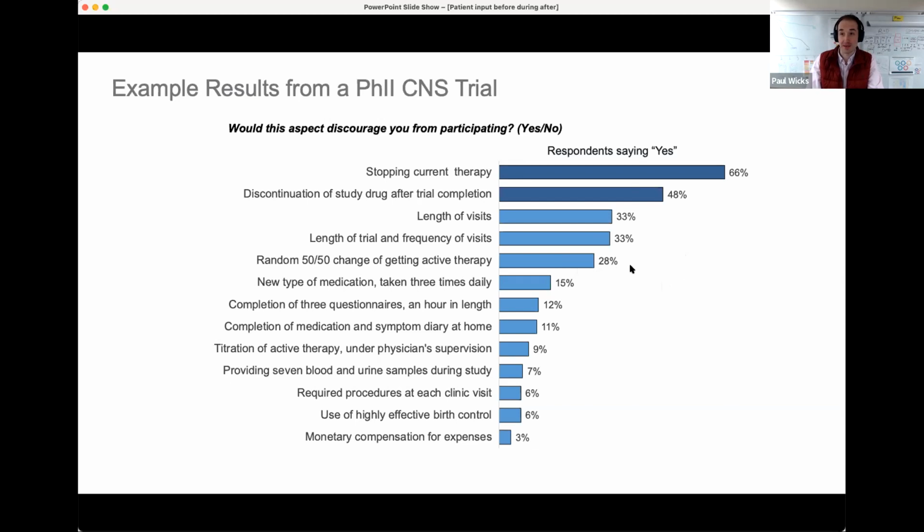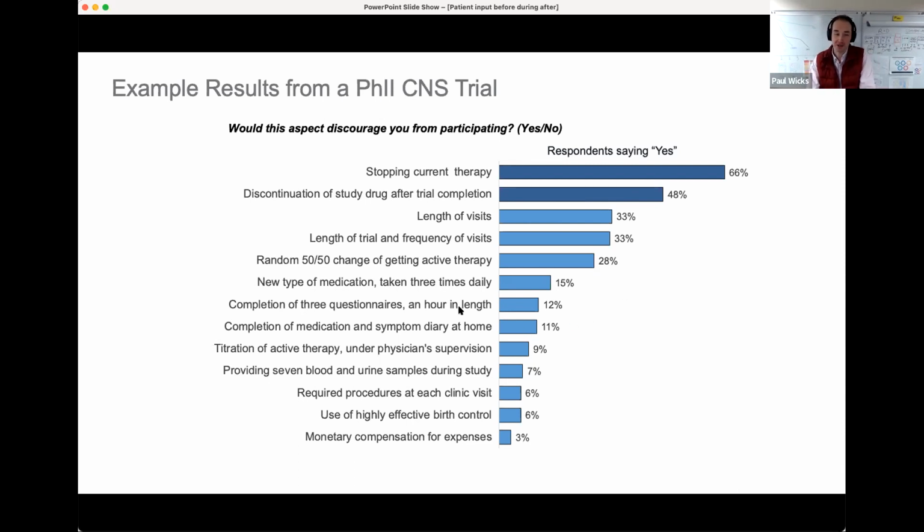What worried people is they've spent ages trying to find the right drug for them and get it covered by insurance and get in the routine of taking it. Actually, the biggest issue for them was considering stopping their current therapy. And also that no more therapy would be available for them after they'd finished the trial, right? What's the point of that?